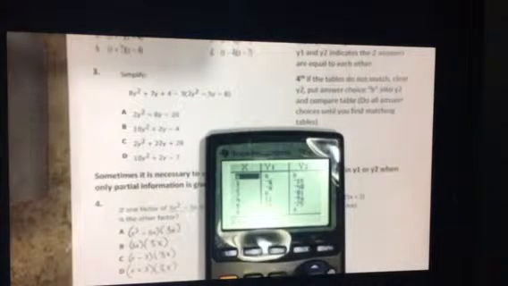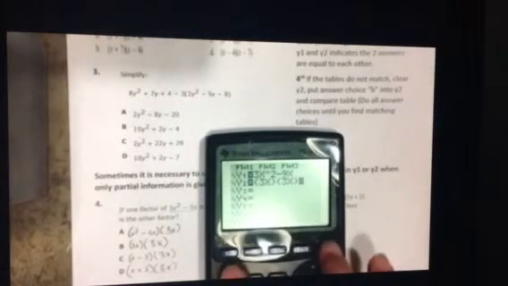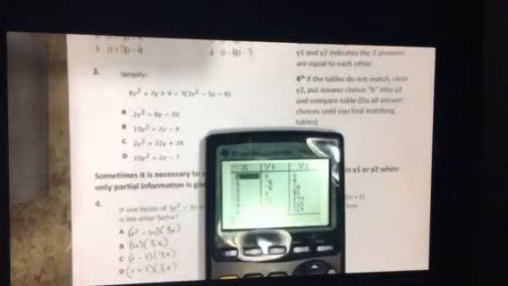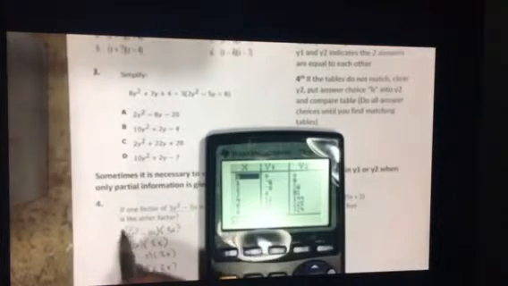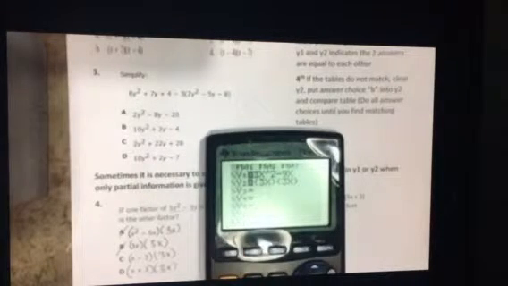Second graph, look at the table, checking my y1 and y2. Those do not match. Go back to y2, clear it. Parentheses, 3x times 3x. Second graph, compare the tables. Those don't match.